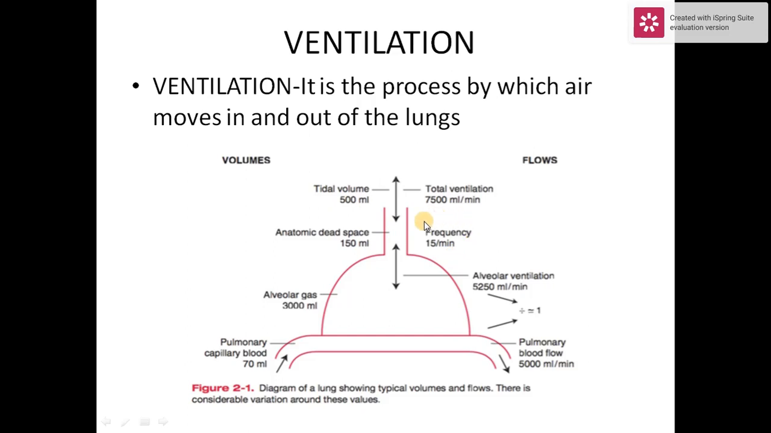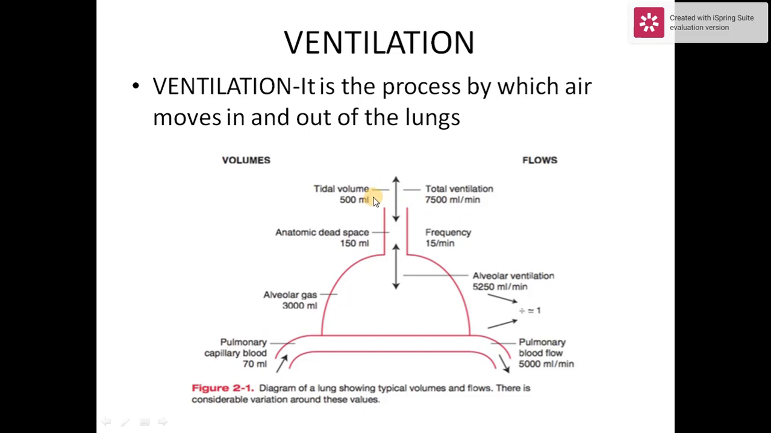The normal respiratory rate we have taken as 15. It usually varies from 12 to 20. So per minute, the total ventilation will be 7500. 500 into 15 will be 7500 ml per minute. So total ventilation that a normal person requires per minute is 7.5 liters or 7500 ml.